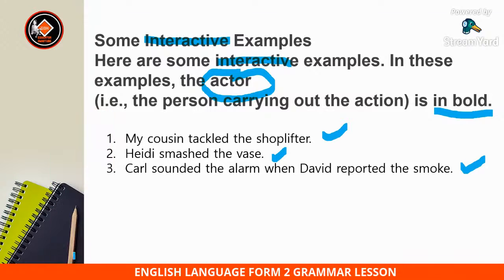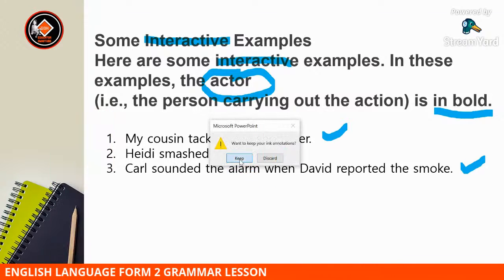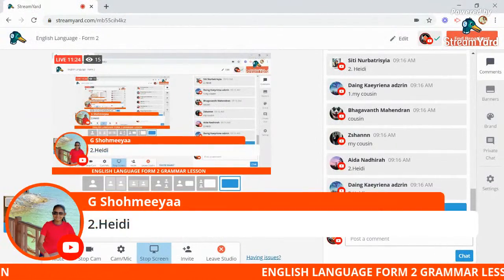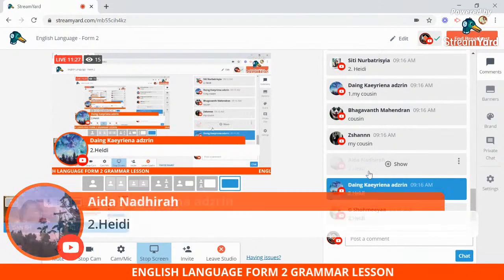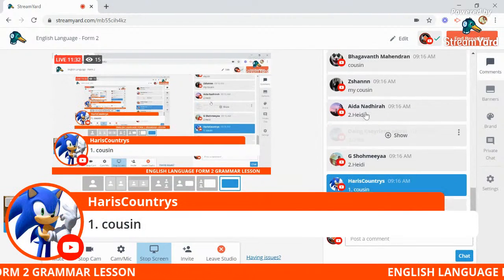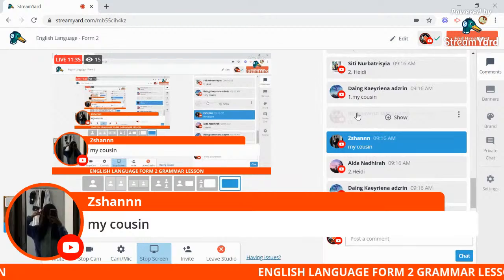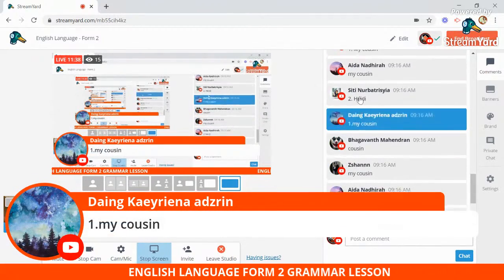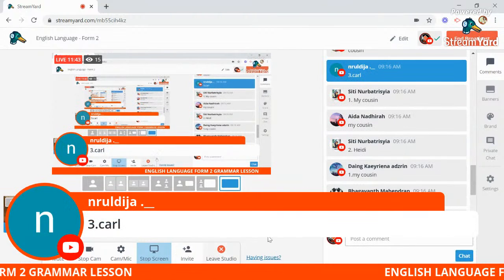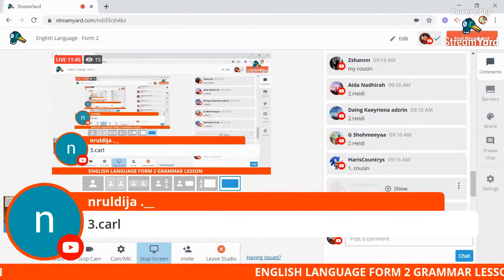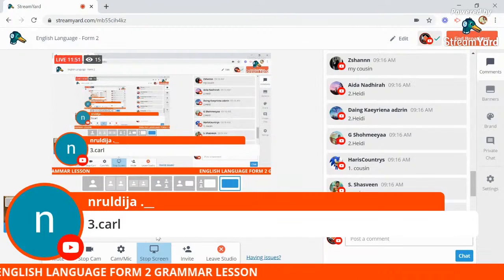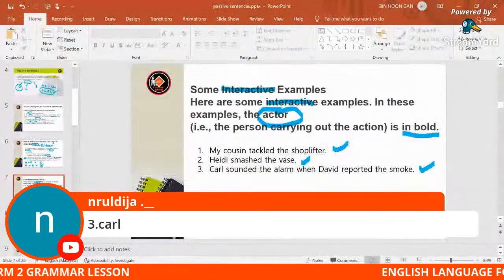Wait, I'm gonna stop sharing. Okay. So we can see here. So Mia said Heidi. Okay, first one. Cousin. Okay, cousin. Okay, good. Bhagavan say cousin, my cousin. Heidi, cousin. And then you have Carl and so on. Number three, right? Okay, good. Many of you are responding to the answer. So you know the difference between the doer or the actor or the subject. Okay, good. So I'll continue.